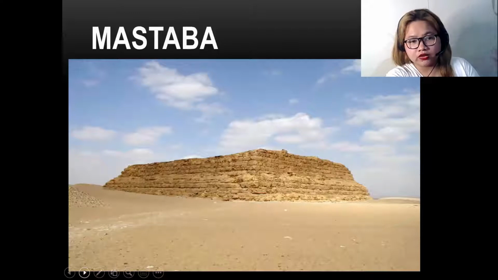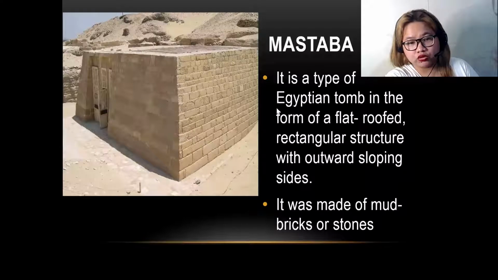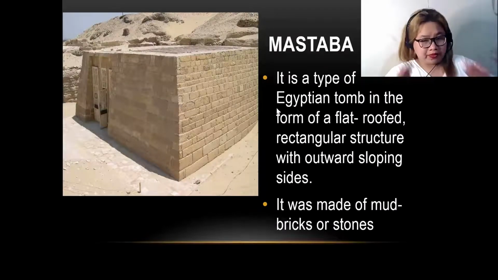Okay, now let us move on to the next one. We have here the mastaba. So it is a type of Egyptian tomb in the form of a flat-roofed rectangular structure with outward sloping sides. It was made of mud, bricks, and stone. So mastaba, unlike ng pyramid, di ba? Yung kapag pyramid, syempre pyramid nga. Ito hindi, flat lang yung roof niya.